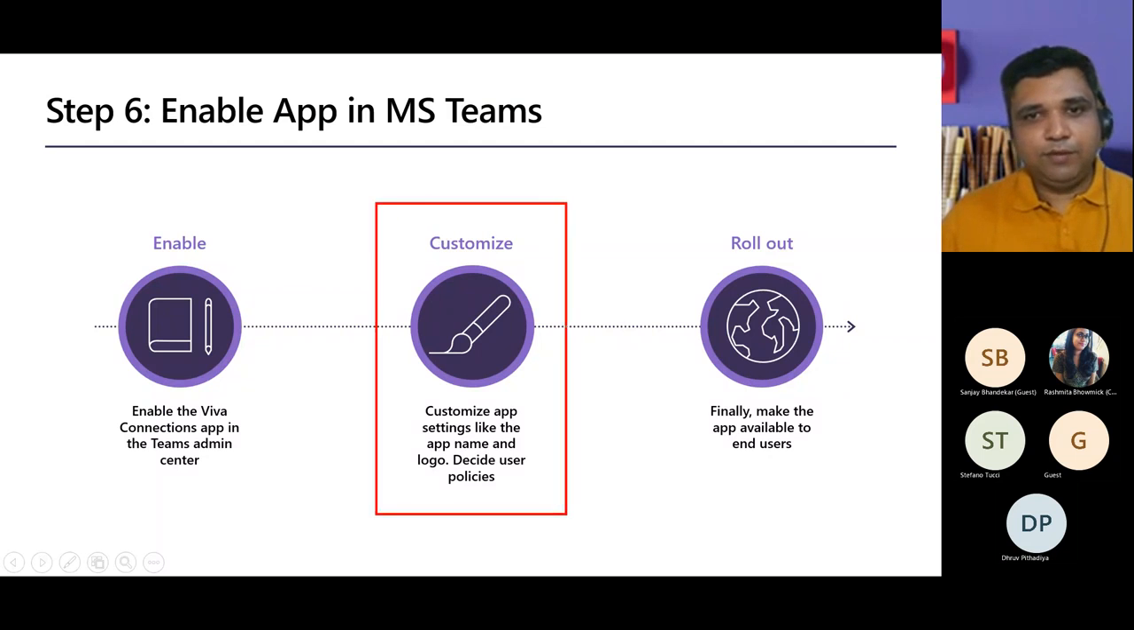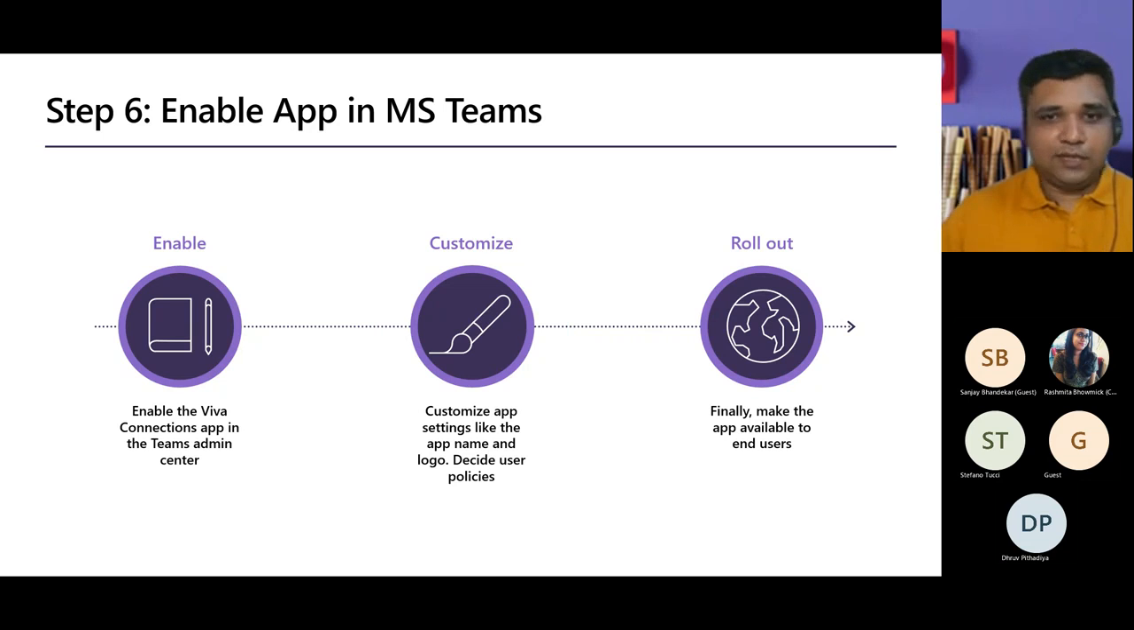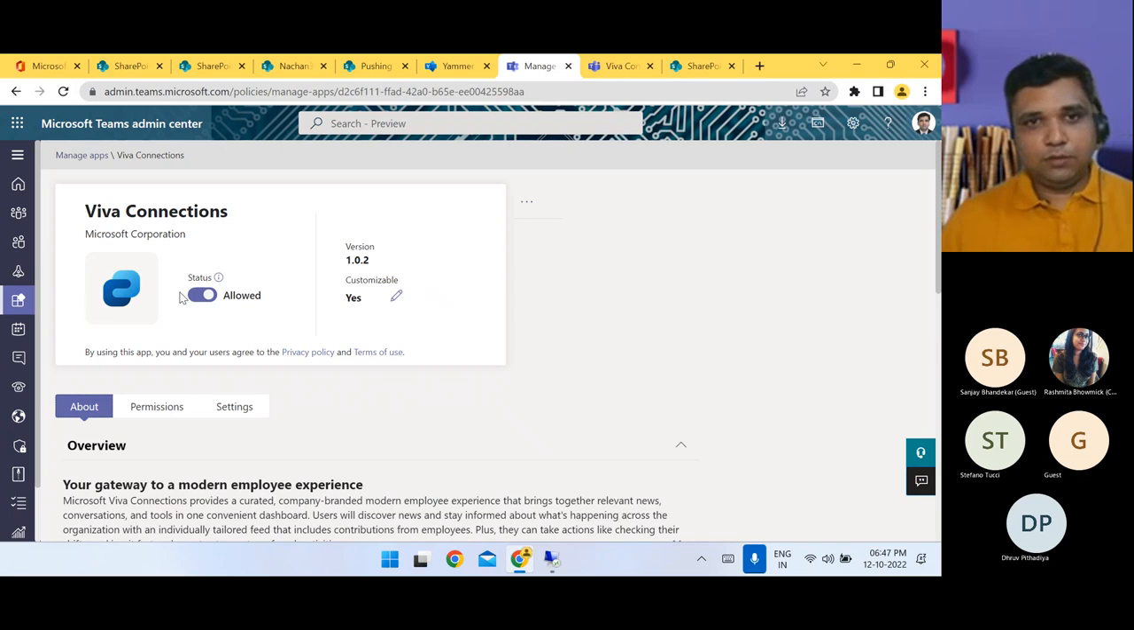Step number two is, whenever we go ahead and enable this experience for our users, obviously we want to give that native feeling or the organizational branding feeling to our employees. That can be done with step number two, which is customize. Through this we'll be able to customize our app, for example, giving it a meaningful name and defining the logos, colors, all those kinds of things. And then the second thing is we will also be able to decide the user policies.